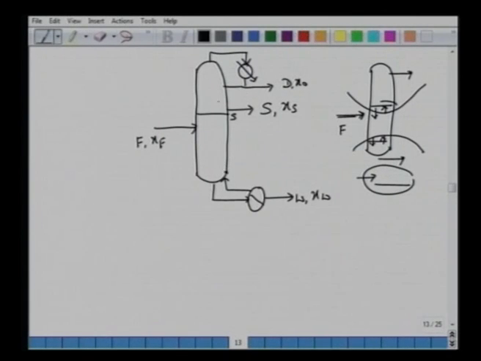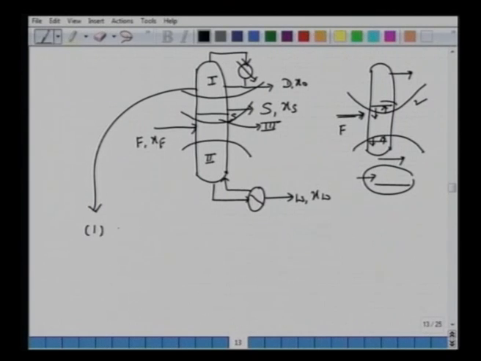Now what we do here, you must realize that if you take this envelope like this, you have exactly the same situation like this. If you take an envelope like this, you have the same situation like this. All it means, now we need 1, 2, and we need to take one more balance like this, another region like this, 3. So for this region, we have the first operating line, which will be same as before, y(n+1) equal to R over R plus 1 x(n) plus x_D over R plus 1. So this operating line holds good between tray 1 and the trays above S, because this is the same as above, this S here.